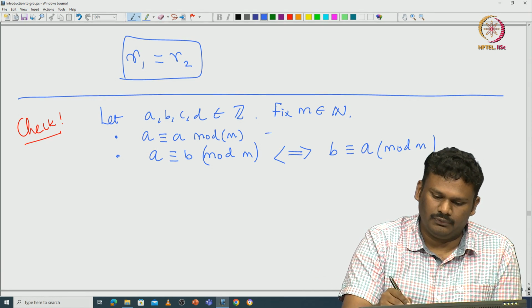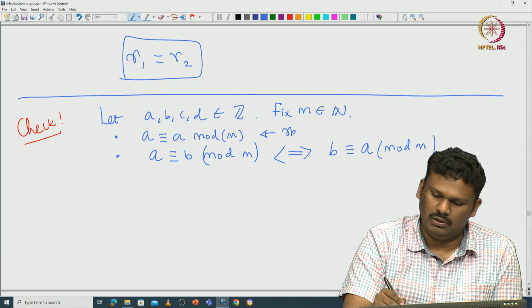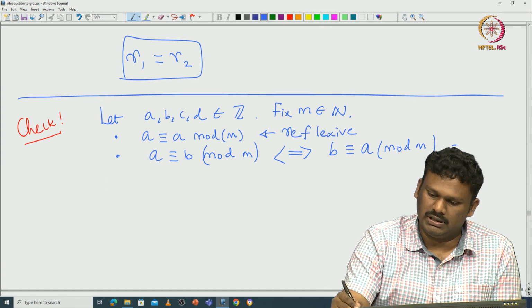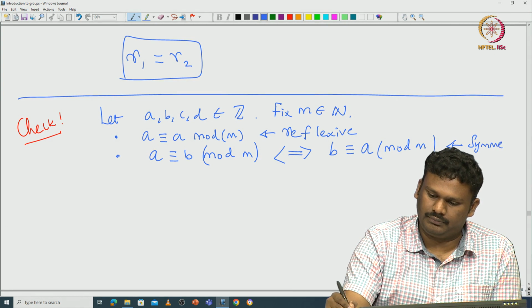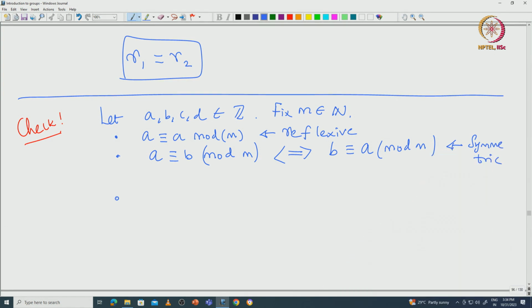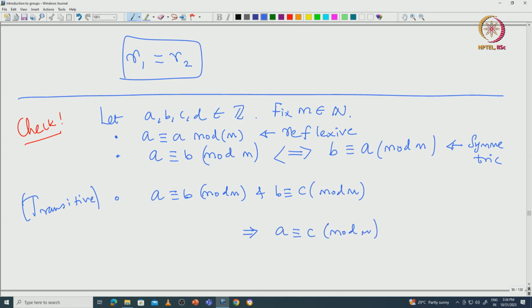So this is called the reflexive property. And this is called the symmetric property. Now there is this transitive property. What transitive says: if a is congruent to b modulo m and b is congruent to c modulo m, then that should imply a is congruent to c modulo m. How do you prove it? m divides a minus b and m divides b minus c, so you add them, you get a minus c.